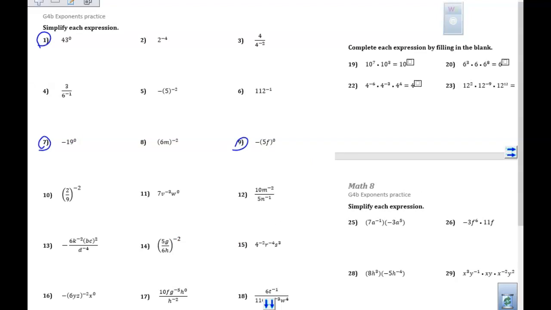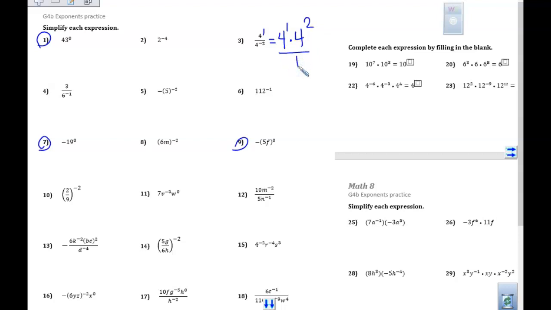Number 3. The 4 in the numerator is to what power if there's no exponent? 1. So please put that in. Any number or variable with no exponent, remember, is to the first power. So I have 4 to the 1 divided by 4 to the negative 2. I'm going to rewrite this as 4 to the 1 times the reciprocal, which means I am going to move that 4 to the negative 2 from the denominator to the numerator and get 4 to the second.